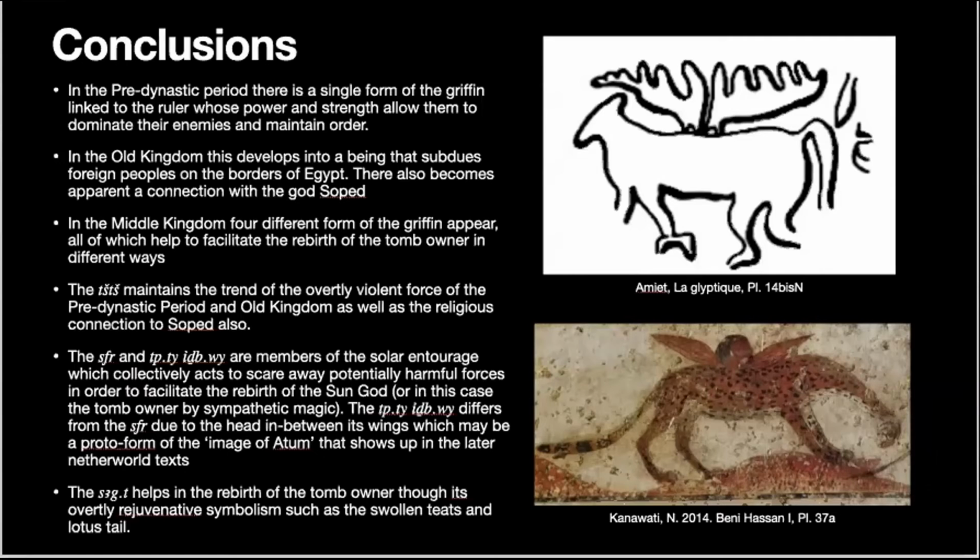Lastly, we have the Sargate griffin, possibly a tame form of the griffin, which achieves these same goals, but through purely rejuvenative iconography, such as its swollen teats and lotus tail. And with all of that, I thank you all for your attention, and I will open up to questions.